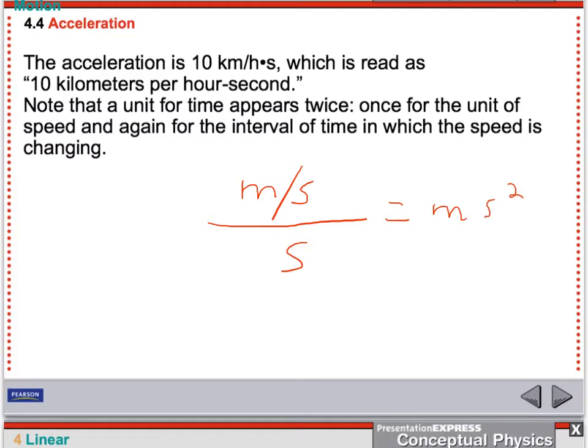So if something was traveling and accelerating and it changed how many meters per second it was traveling in a certain amount of seconds, we would read that answer as whatever number, and then say meters per second squared, or meters per second per second. Let's say that something is traveling at kilometers per hour. Here something changed from 0 to 10 kilometers an hour in a certain amount of seconds. We would read this as 10 kilometers per hour per second.